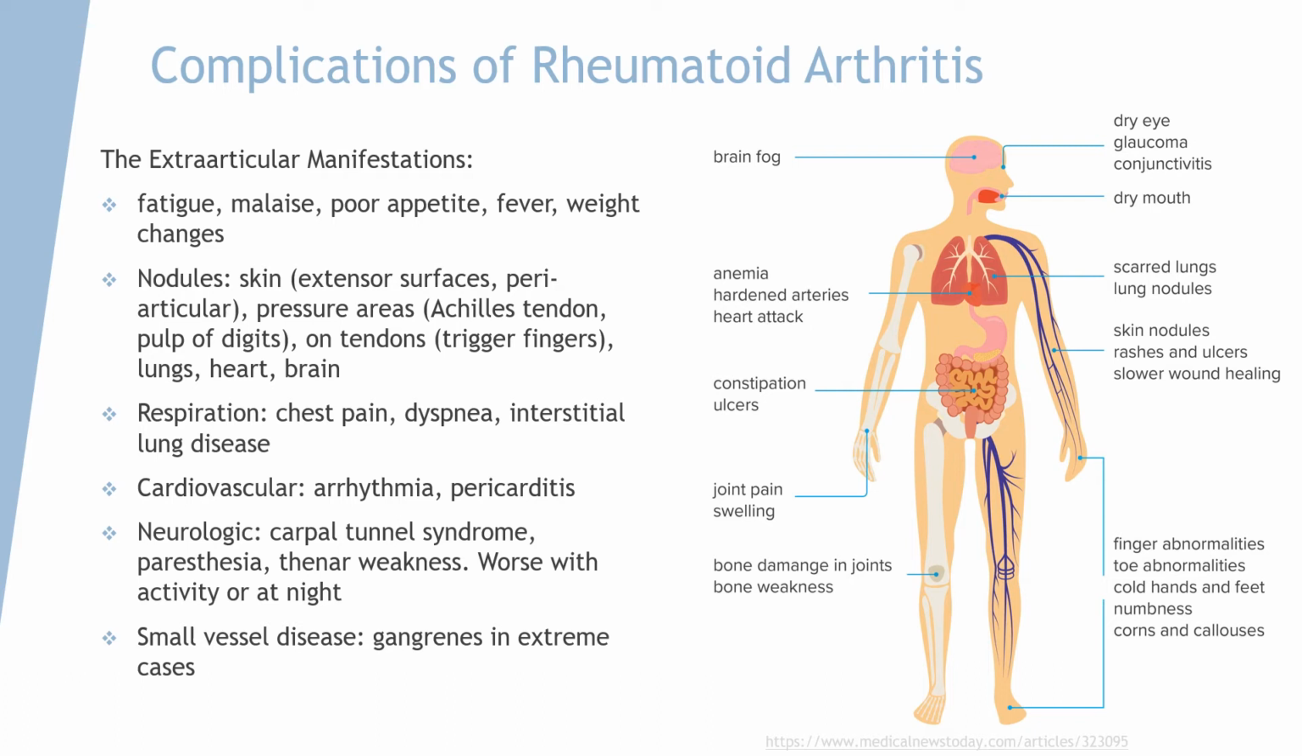Neurologic symptoms include carpal tunnel syndrome, typically from the tight retinaculum on your wrist. Paresthesia is a sense of tingling in your peripheral limbs. Thenar weakness involves the muscle at the base of your thumb, and is also worse with activity or at night. Small vessel disease can include gangrene, rotting away of the flesh in extreme cases. Because of the inflammation, there is inadequate circulation around the periphery of the body.